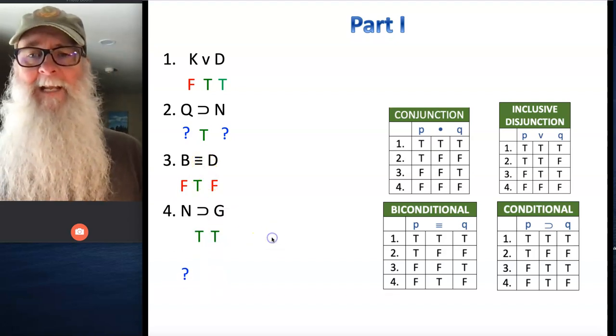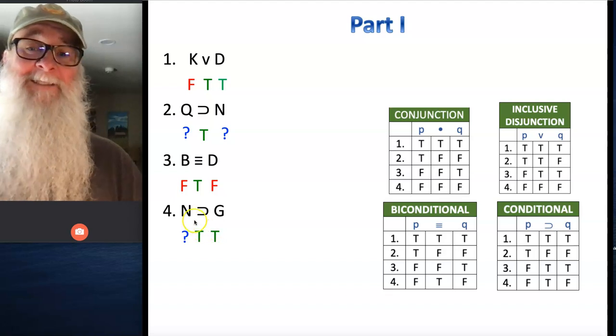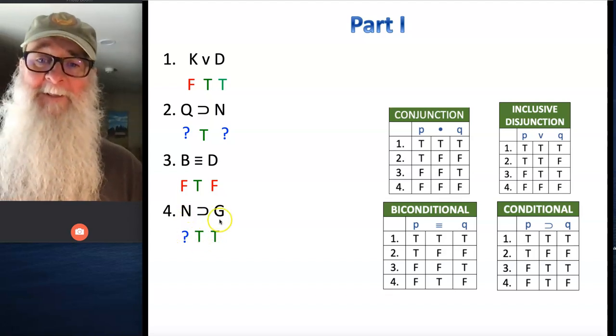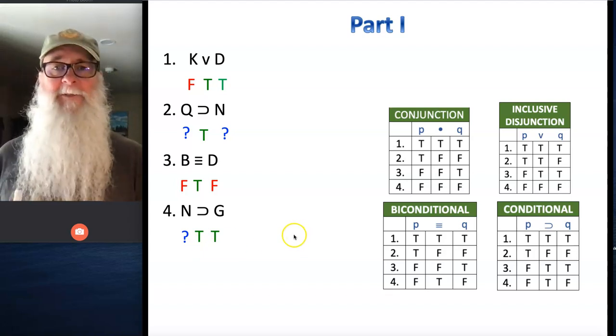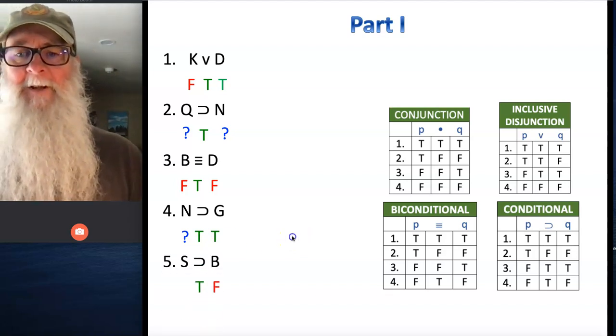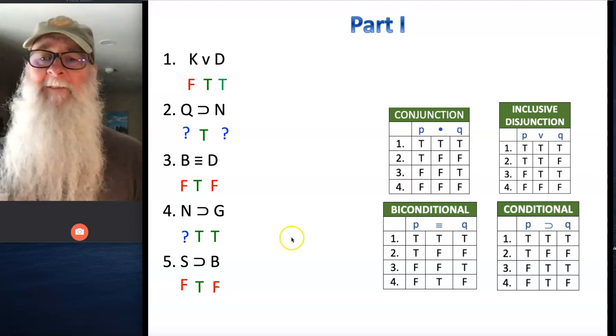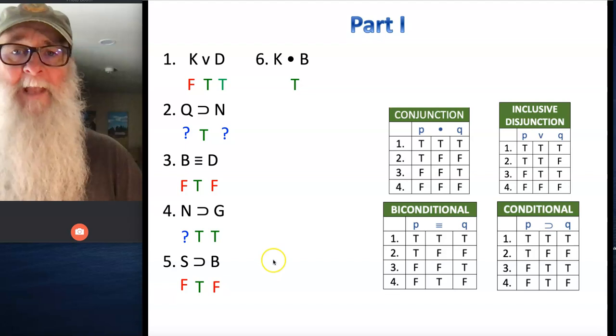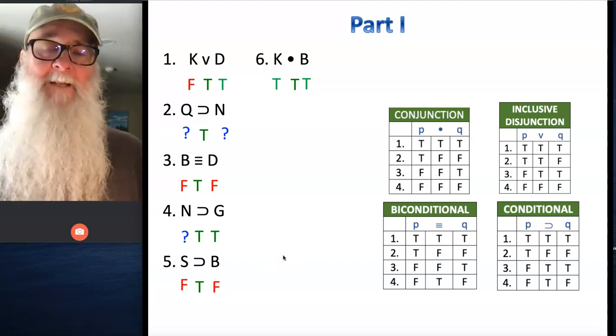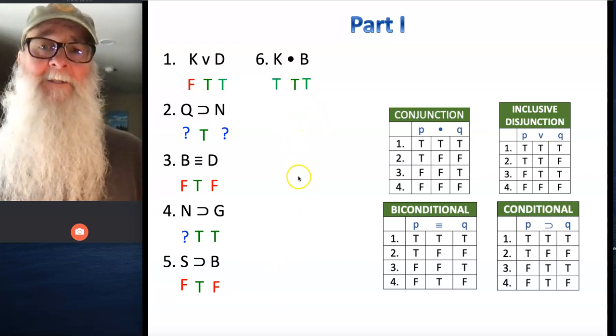Number 4, N is unknown because it could be true, it could be false when G is true and make that horseshoe true. So N is unknown. There's nothing to be deduced there. For number 5, though, we know that S has to be false when B is false and the horseshoe is true. For number 6, we know that K and B have to both be true if the dot is true.